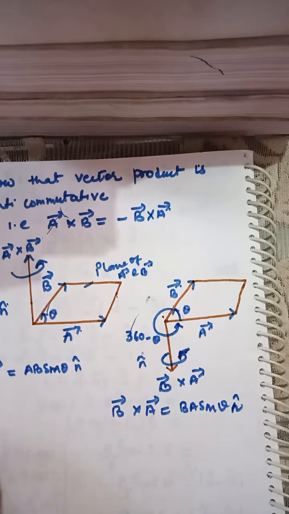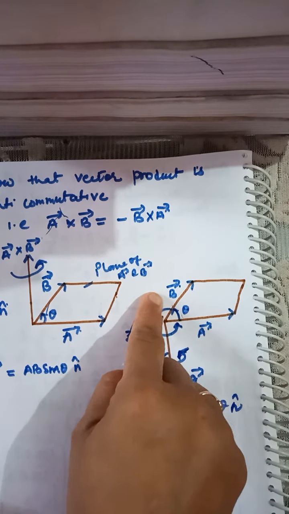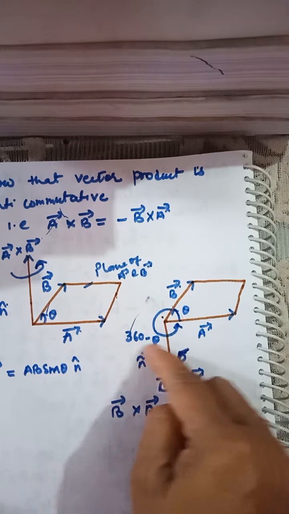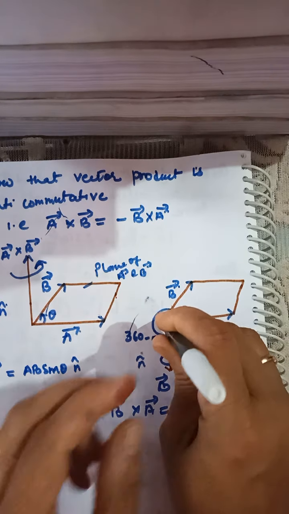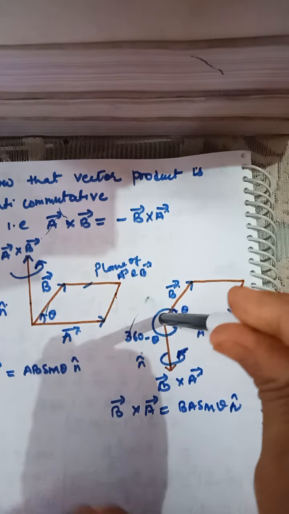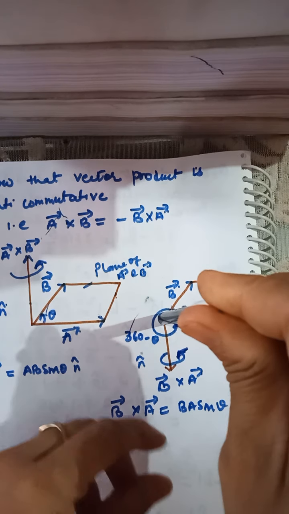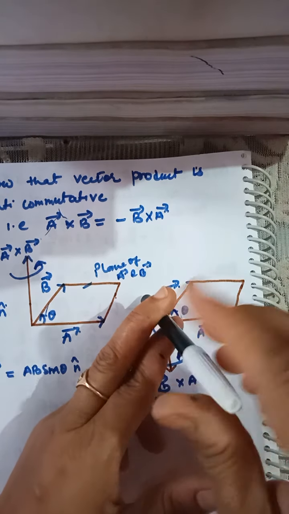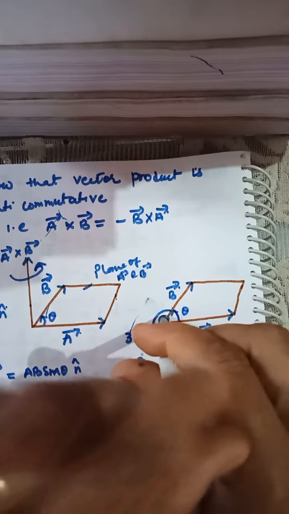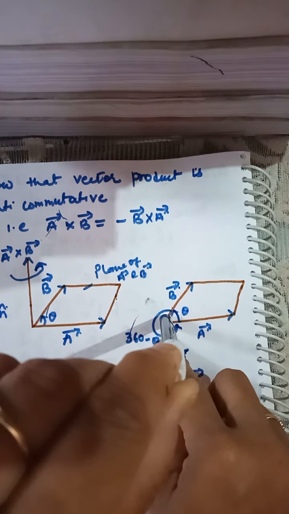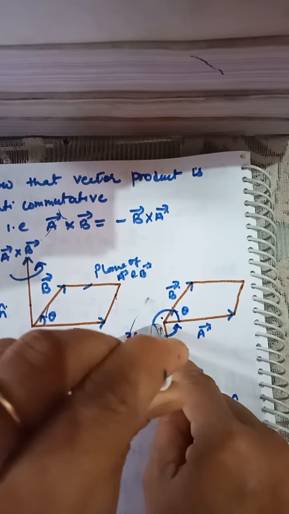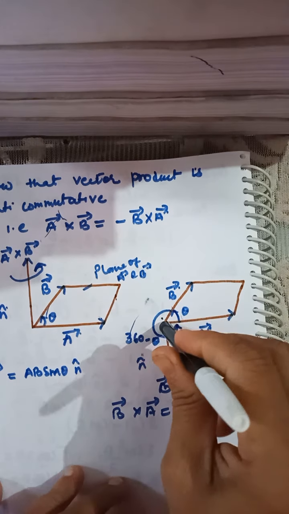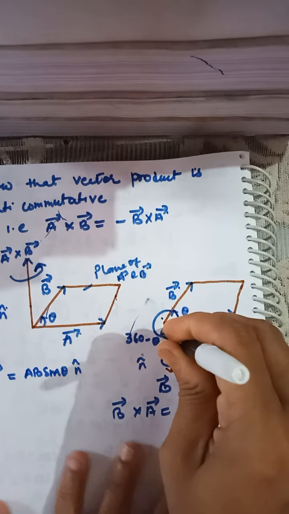But in this condition you are taking B cross A, so you take the rotation from B to A. If you put the screw over here and take B cross A, the rotation will be in this clockwise direction. When you rotate it clockwise, the screw will move down, just opposite to this direction. Here it was upward, but here you are taking the clockwise direction, so it moves down. So the direction is just reversed.